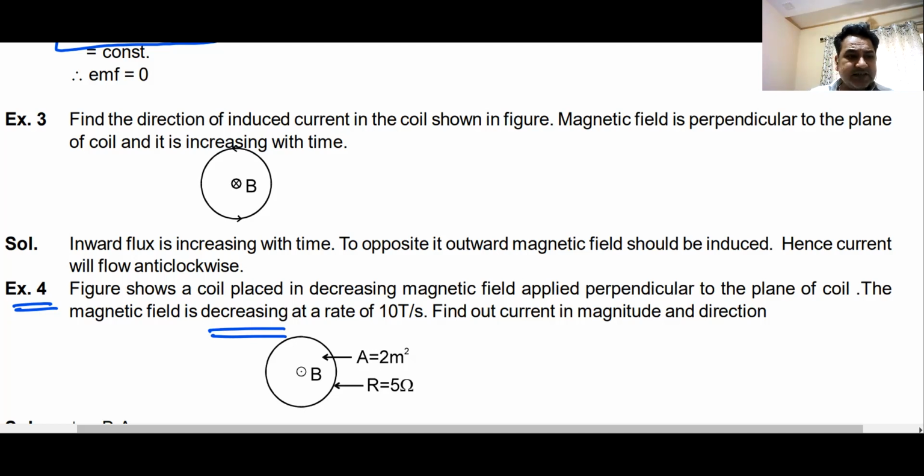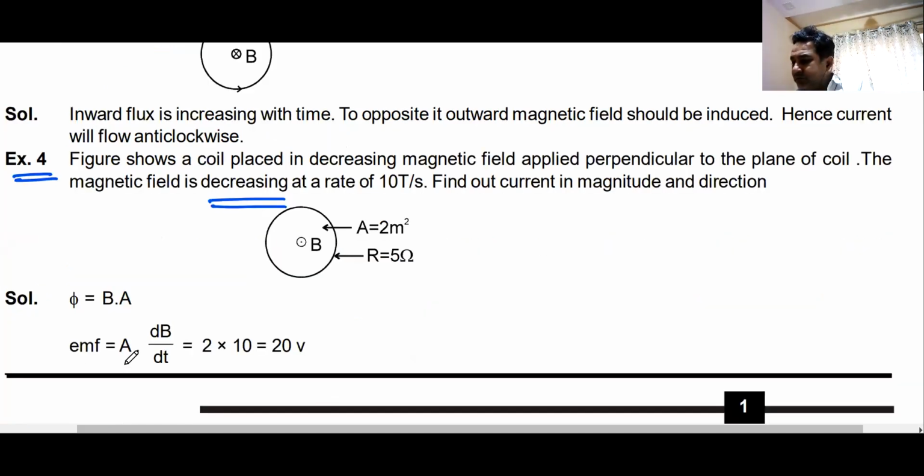Next thing is the answer. What is the angle between B and A here? In most of the cases, the angle is going to be 0 degree or 180 degree. Whenever you have a question of changing magnetic field, it is either 0 or 180. Do you know this? This is the answer. Magnetic flux is B dot A, and you have the answer. Yes or no?